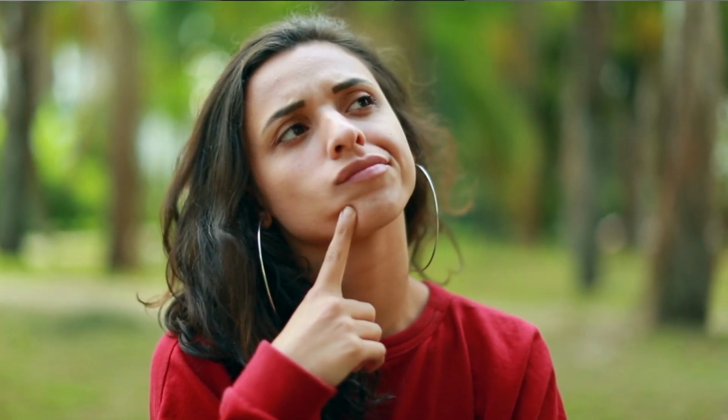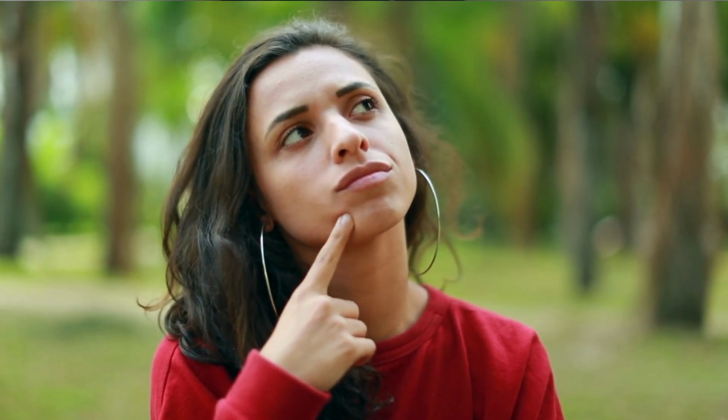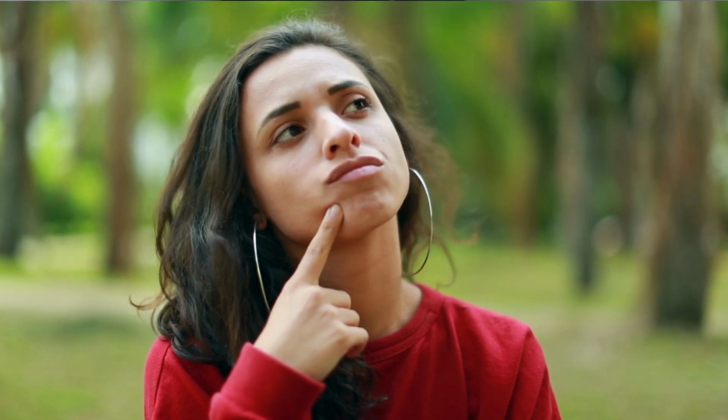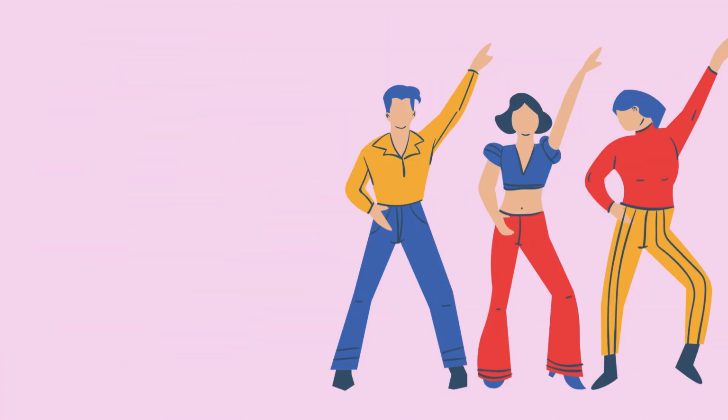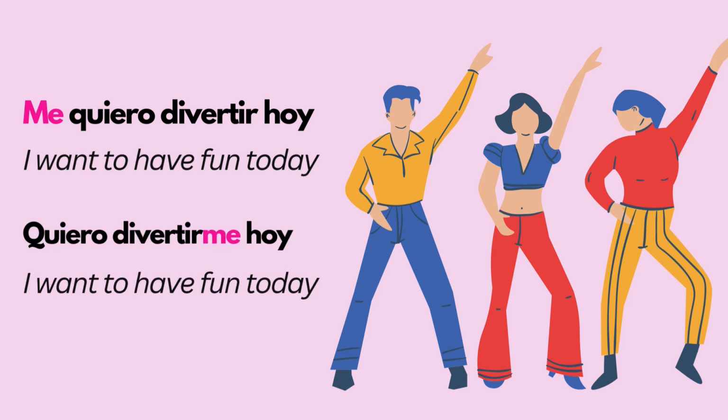Now, when we have a conjugated verb before the reflexive one, we have two options. We can place the reflexive pronoun before the conjugated verb or at the end of the reflexive verb, attached to it, but never between both verbs. For example, me quiero divertir hoy. I want to have fun today. Quiero divertirme hoy. I want to have fun today. As you can see, the message of the sentence didn't change. Both options mean exactly the same, so feel free to choose either alternative.